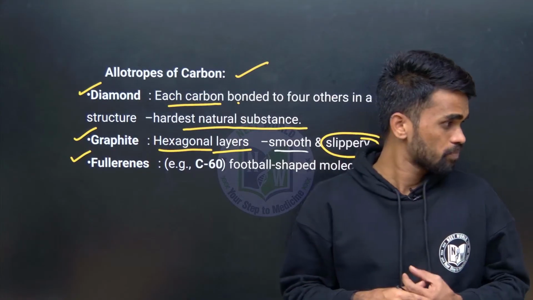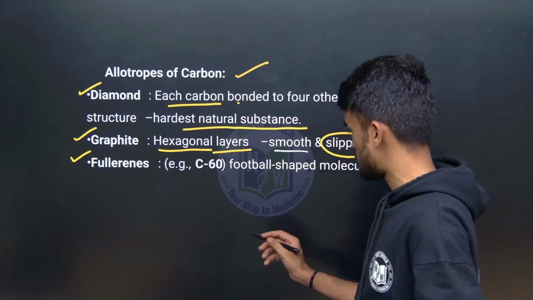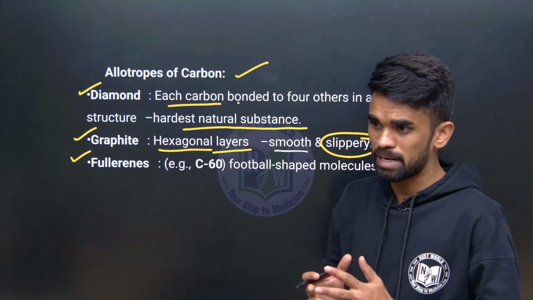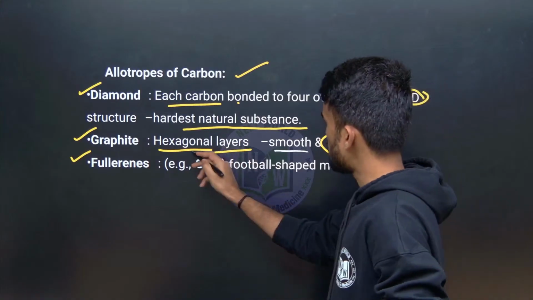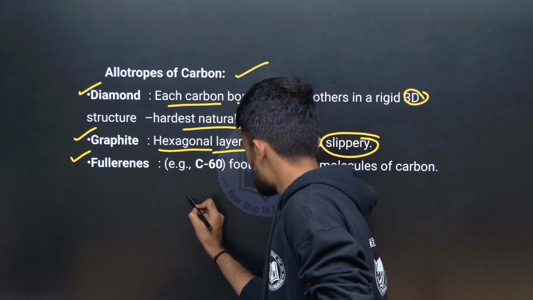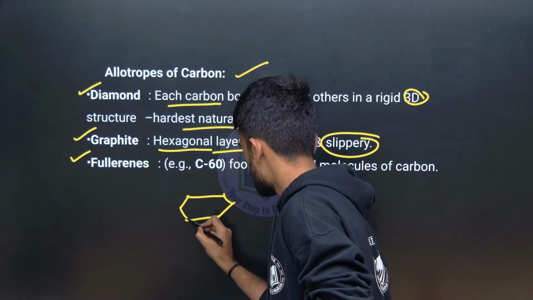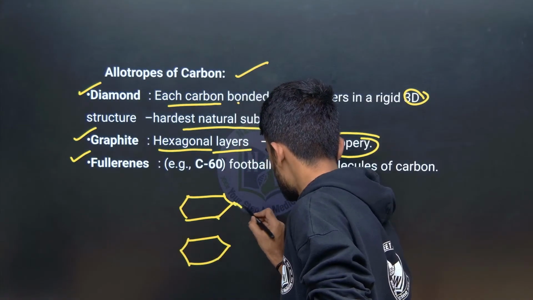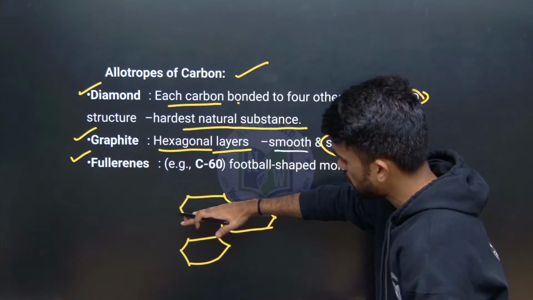How can we use it? Yes, as a lubricant. So lubricant means in bearings, in heavy industrial purposes it will be used. So how will it act as a lubricant? See what they mentioned, hexagonal layers. So there will be a layered structure, something like this: top one layer, bottom one layer.